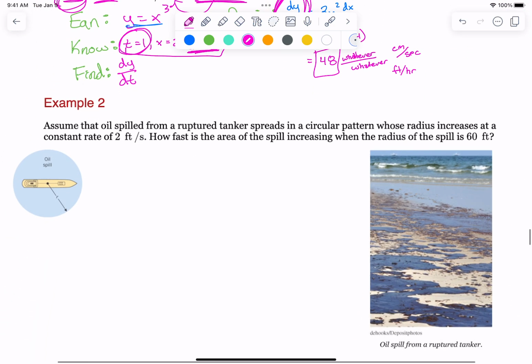All right, so this one, example 2. Assume that oil spilled.